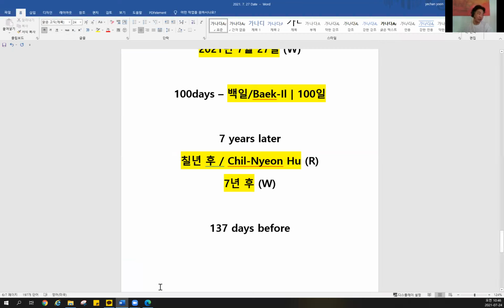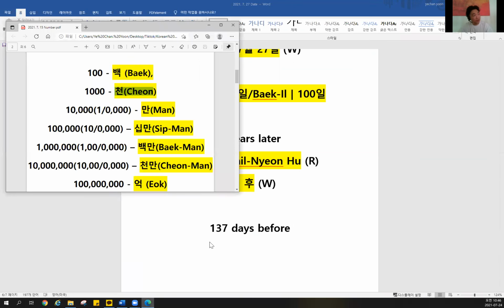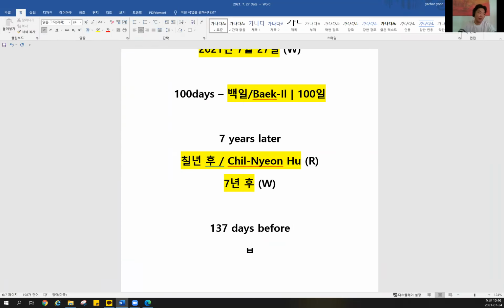137 days. So start with 100. If the number is 1 in the first position, you can just say 100. And what's the next number? 3 is 3. Which position is it? Tenth position, so 10. And what's the next number? 7. And the day is 1. And before is what? 전. Okay. So 137일 전.